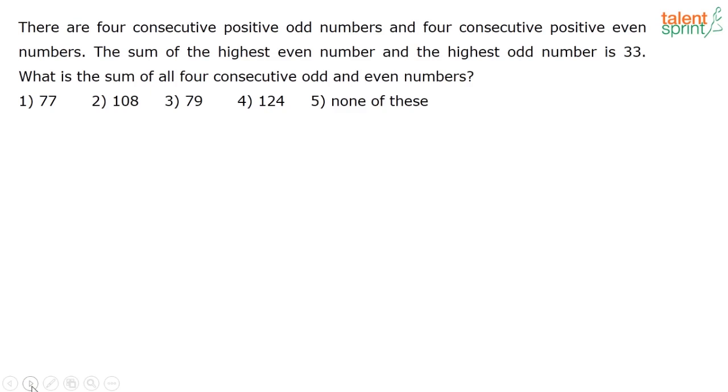There are 4 consecutive positive odd numbers and 4 consecutive positive even numbers. The sum of the highest even number and the highest odd number is 33.